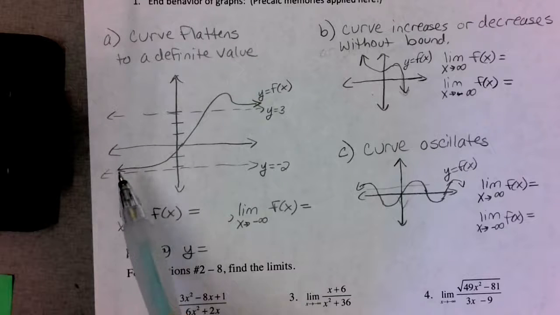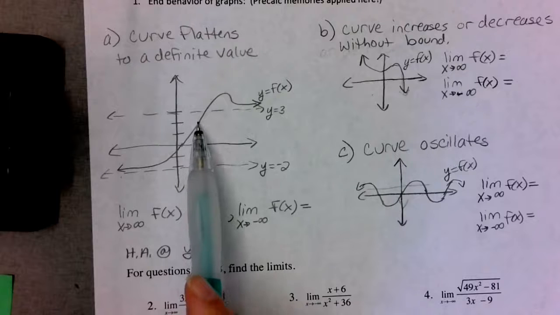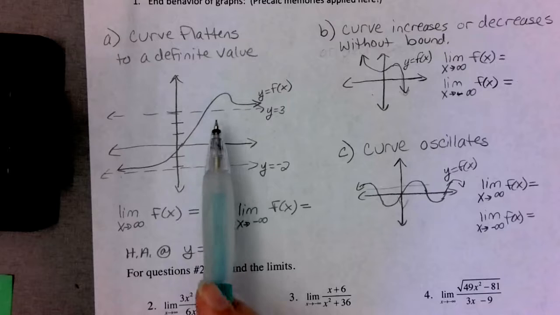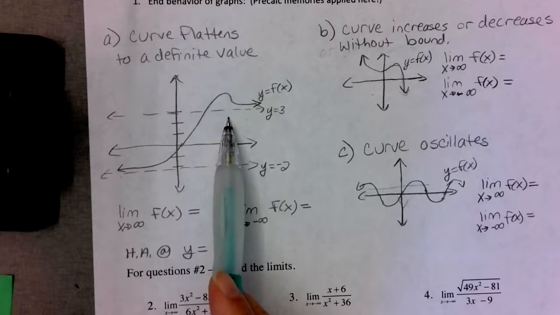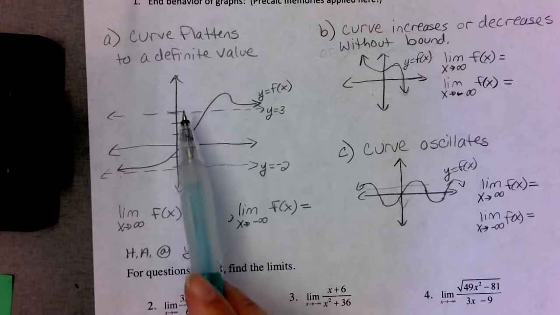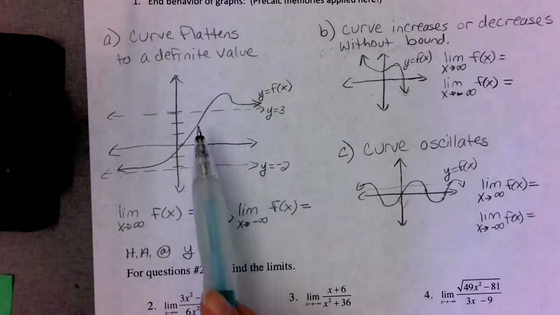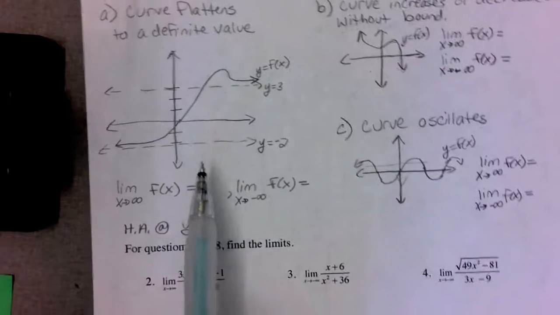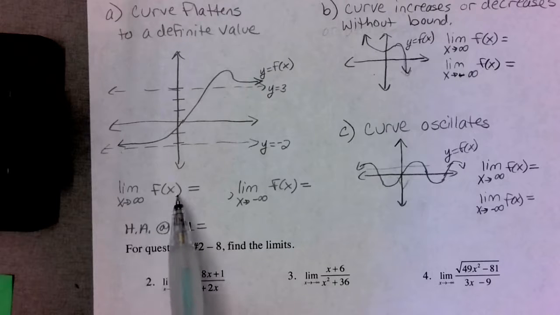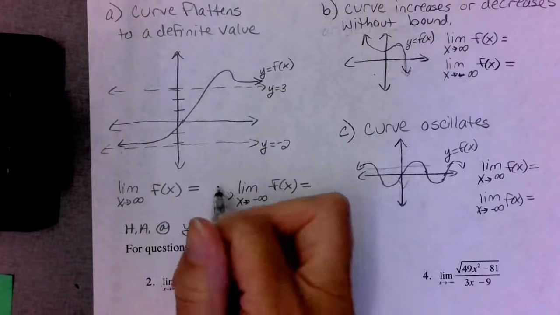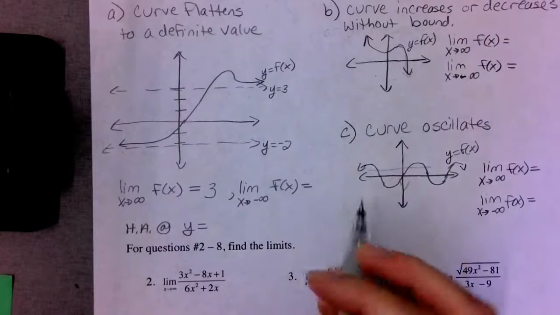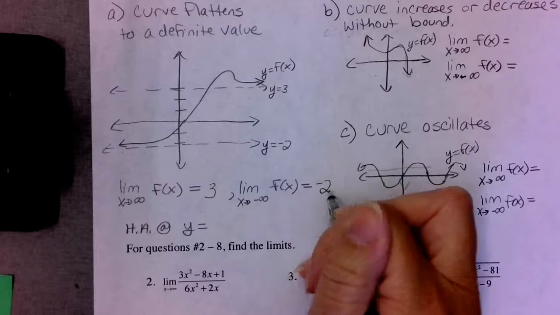negative 2. Please note that it is okay to cross this horizontal asymptote because it is an imaginary line that guides the function to a specific height. It's not really a line in the graph. That's why it's dotted. So please take note of that. If I approach infinity on the function f of x, I'm approaching a height of 3. If I approach negative infinity, I'm approaching a height of negative 2.